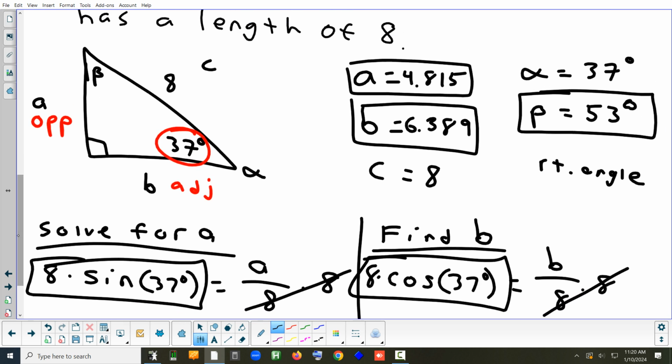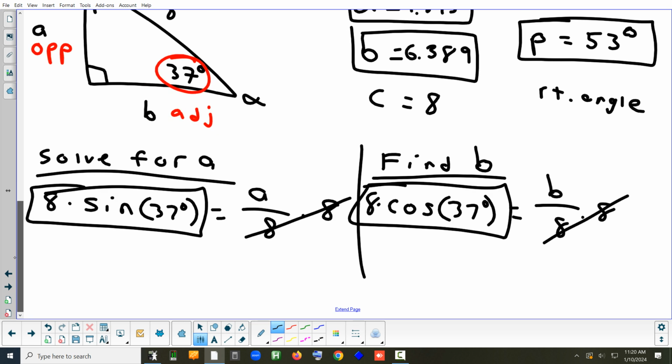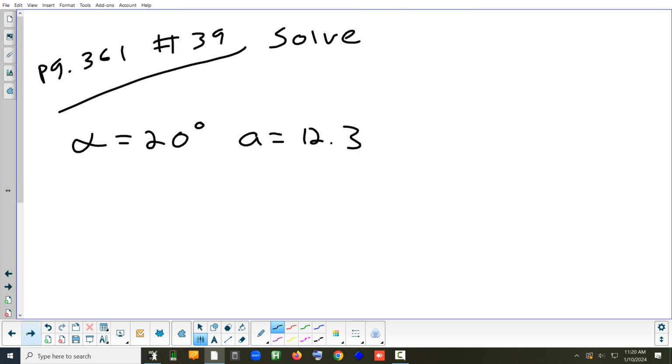All right. So any questions on how we got the A, the B, or the beta? There are 3 things you have to find, but there's not really a lot of steps in each one of them. They're all pretty quick. Let's try this one. So this says alpha is 20 and A is 12.3.